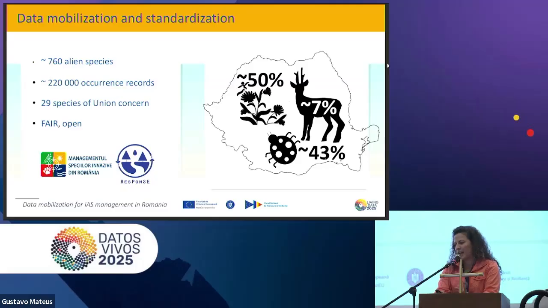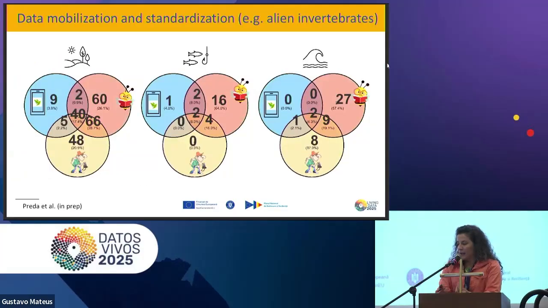The Response project doesn't have a specific focus on invasive alien species, but it does have a work package aimed at these biological invasions. Most of the species on the list, I should mention, are plants, and the next group is insects. Now I will give you a case study, an example about the alien invertebrates, which is the group I'm most familiar with and am working on specifically.